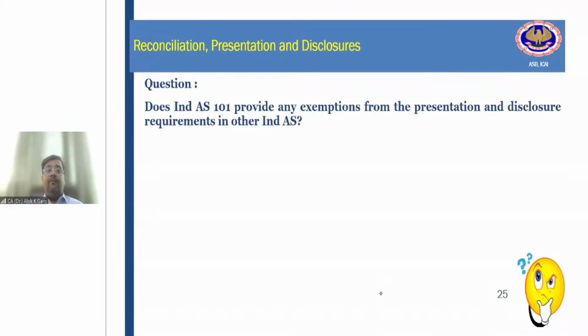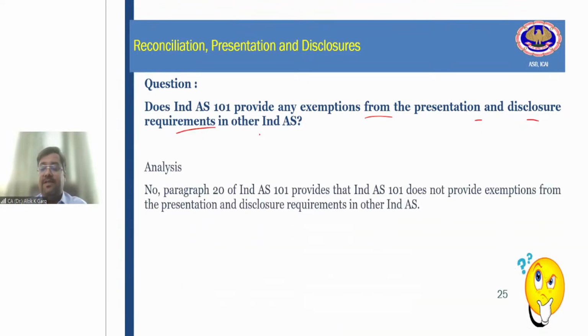Very good. So friends, does Ind AS 101 provide any exemption from the presentation and disclosure requirements in other Ind AS? I have told you that Ind AS 101 provides some exemptions or relaxations, right? But whether it provides any exemption or relaxation from the presentation and disclosure aspect, the answer is no. For example, contingent liability disclosure is required. Segment reporting disclosure is required. Related party disclosure is required. All the schedules of balance sheet and P&L are required, right? So it does not provide any relaxation from the presentation and disclosure aspect.